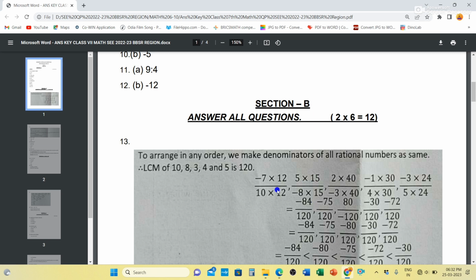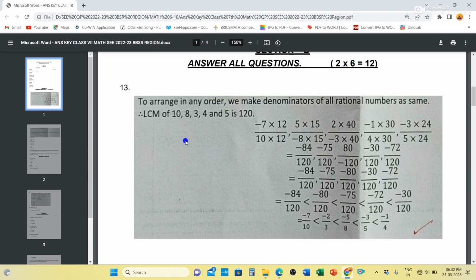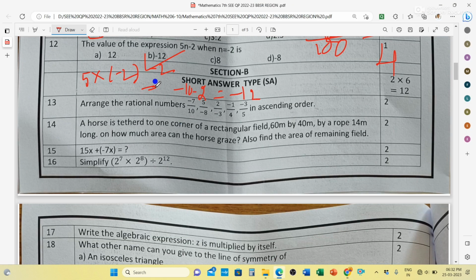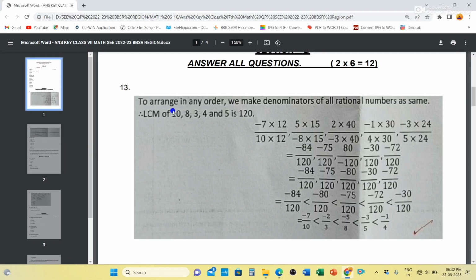First you have to find the lowest common multiple, that is LCM of the denominators. So LCM of 10, 8, 3, 4 and 5. These are the denominators, 10, 8, 3, 4, 5. So you have to find out the LCM of 10, 8, 3, 4 and 5, and you will find that that will be 120. Okay, then you have to make all the denominators of the fractions 120.